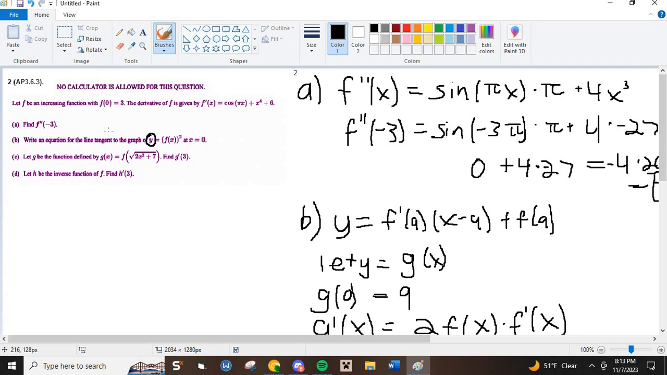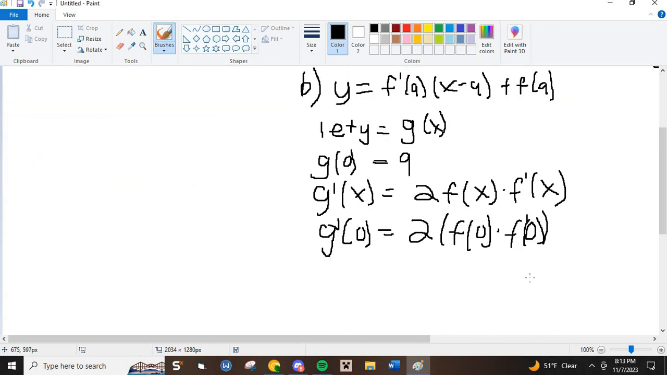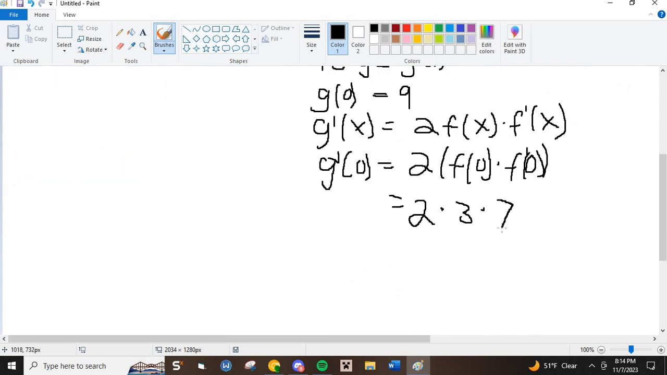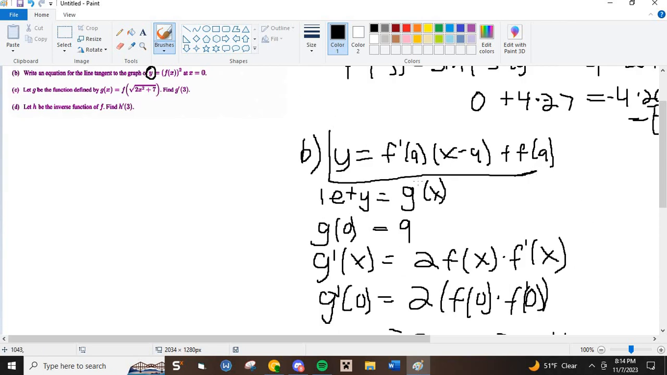And again, f of 0 is given in the directions as 3. So this is 2 times 3 times, quick side tangent, f prime of 0, you gotta plug into here. So cosine of 0 is the same thing as 1, and then 0 to the 4th power is 0. So 1 plus 6 is 7. And this is just 42. And now plug it back into this equation here.